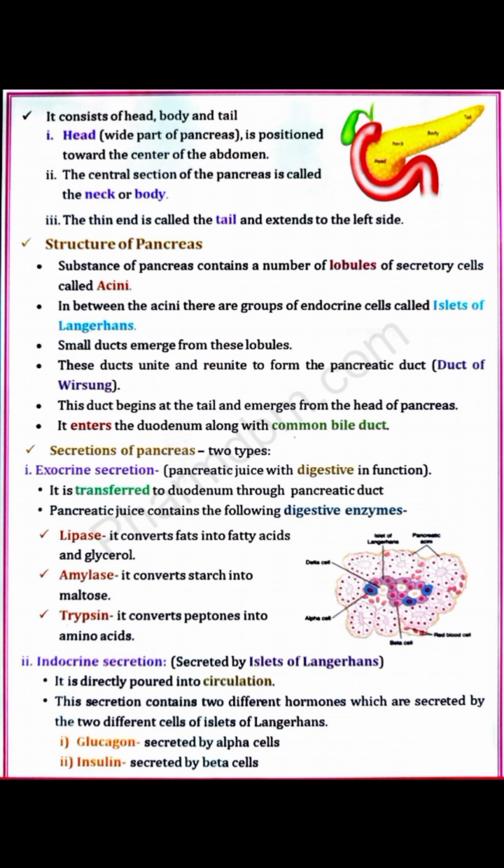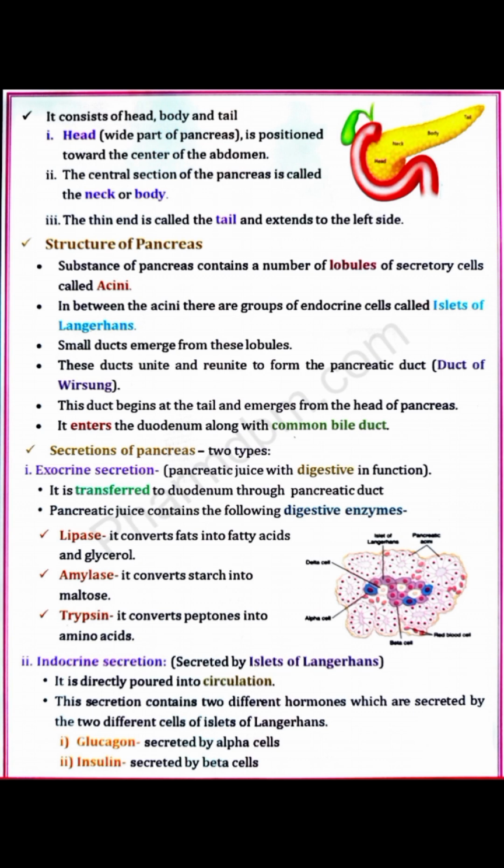Structure of pancreas. The substance of the pancreas contains a number of lobules of secretory cells called acini. In between the acini, there are groups of endocrine cells called islets of Langerhans. The small ducts emerge from these lobules. These ducts unite and reunite to form the pancreatic duct of Wirsung. The duct begins at the tail and emerges from the head of the pancreas. It enters the duodenum along with the common bile duct.